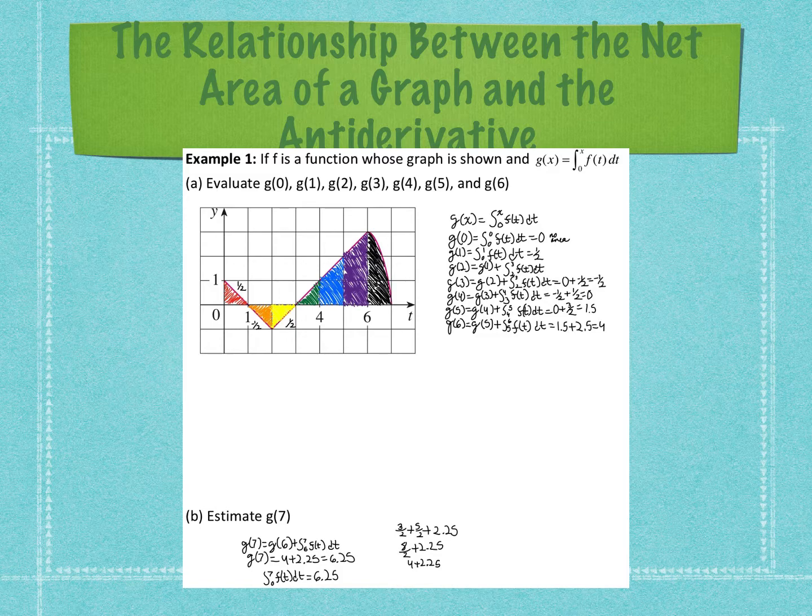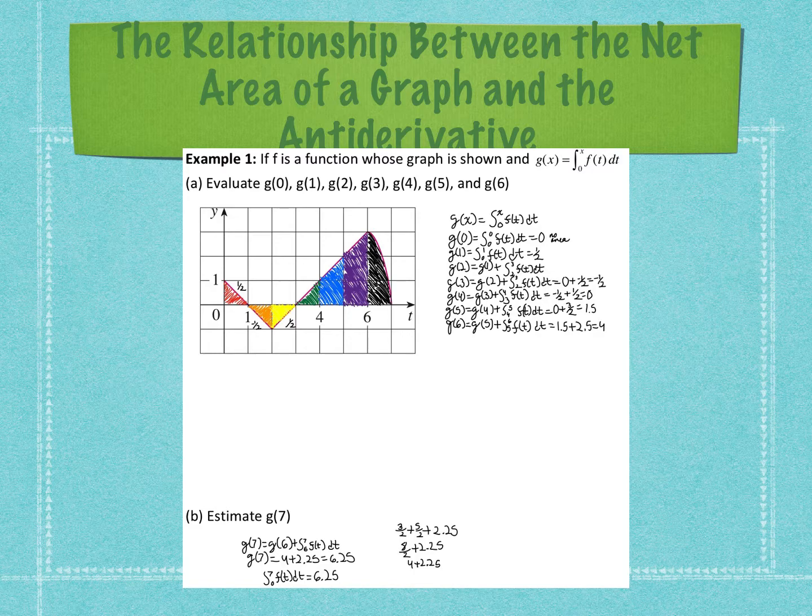The relationship between the net area and the graph of the antiderivative. So basically, when you graph the net area of a graph, you're graphing the antiderivative. So here we have the function g of x equals the integral from 0 to x of f of t dt. What we're doing is finding the area from each point.